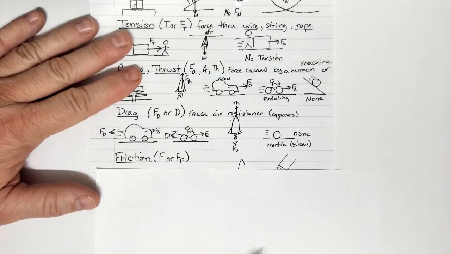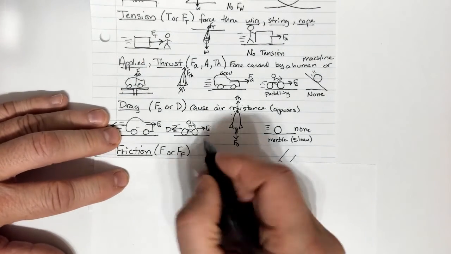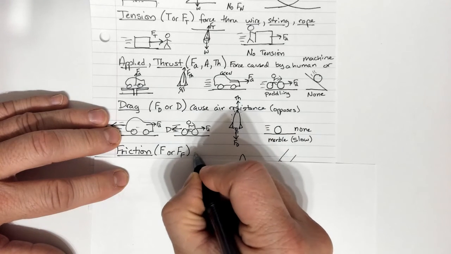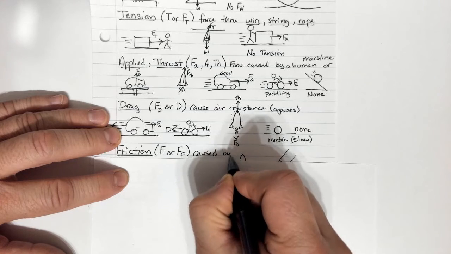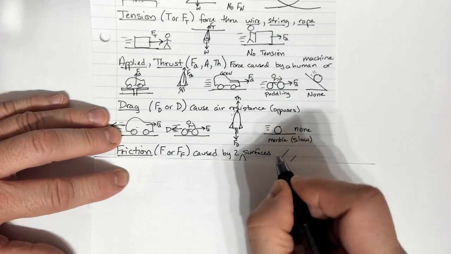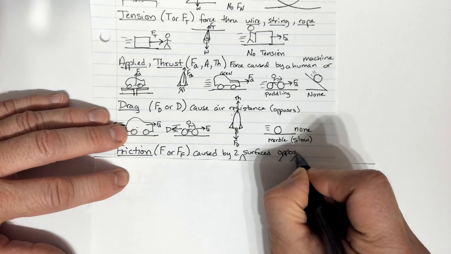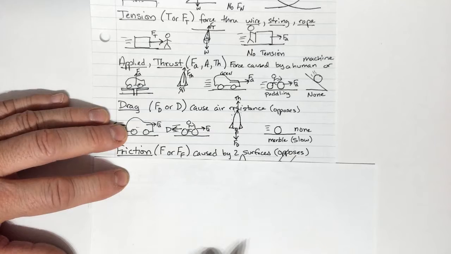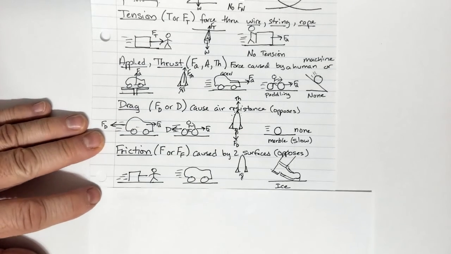Then the last force is called friction. Friction is an opposing force, but it is caused by two surfaces touching. And it also opposes motion. So let's talk about friction for a second. Force of friction, let's look at situations.